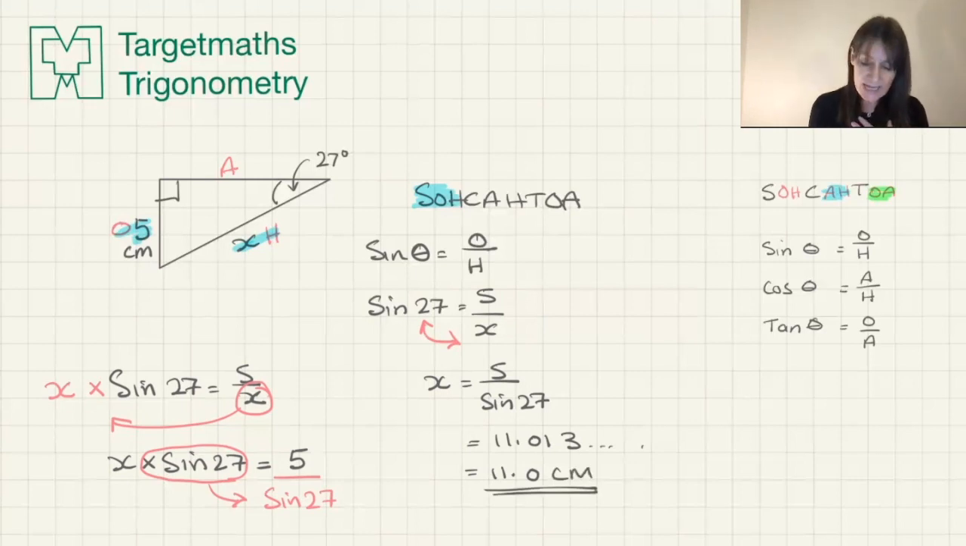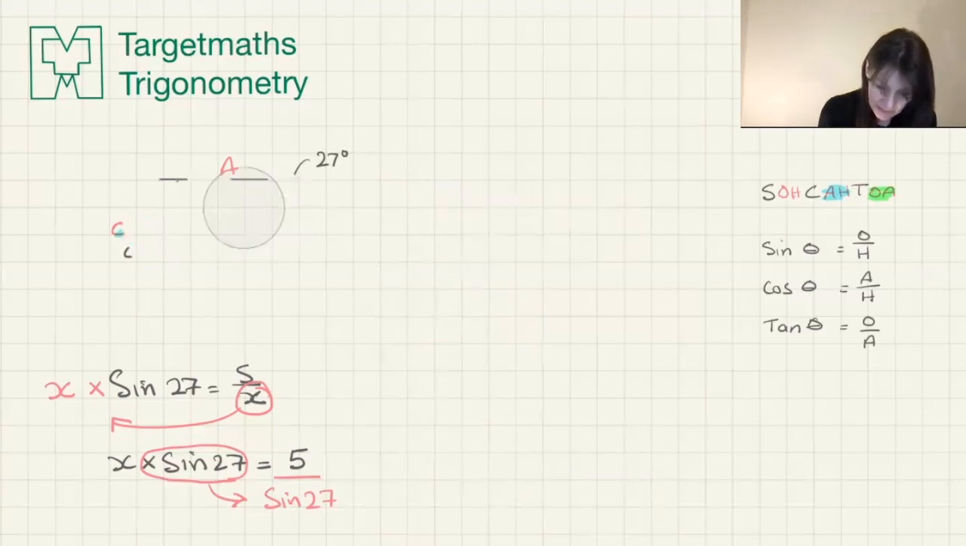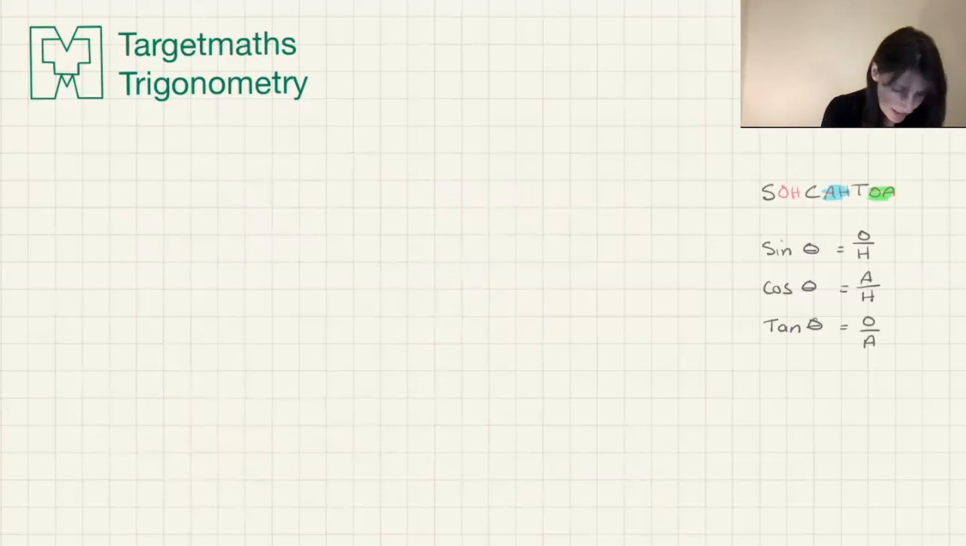So you might want to add into the notes that you're making this little thing here, so it's really clear and you've got something to look back at and to remind you that when x is the denominator, it switches places with the sine 27 or the cos or the tan, whatever's there. Okay, let's have a go at another one.